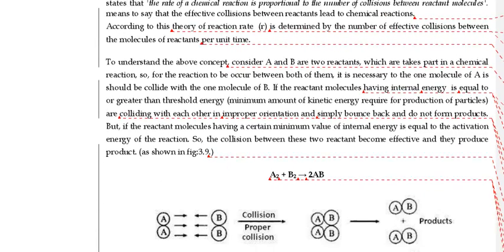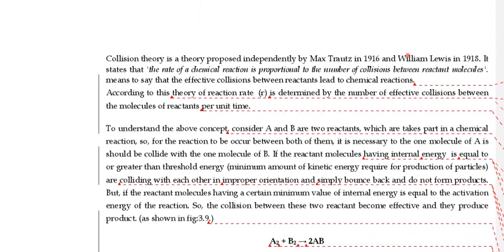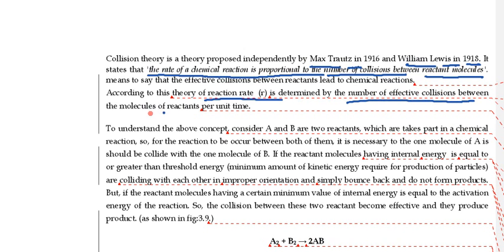For example, the collision theory statement, independently proposed by Max Trautz in 1916 and William Lewis in 1918, says the rate of any chemical reaction is proportional to the number of collisions that occur between the reactant particles. This theory says that if you want to determine the rate of reaction, you can get it from the number of collisions between the molecules per unit time.